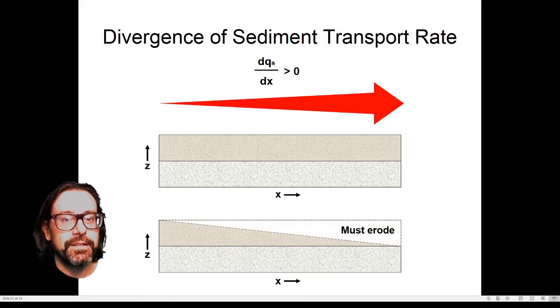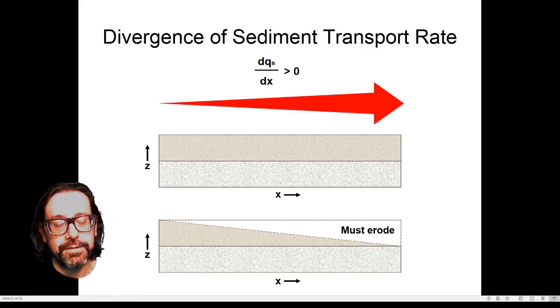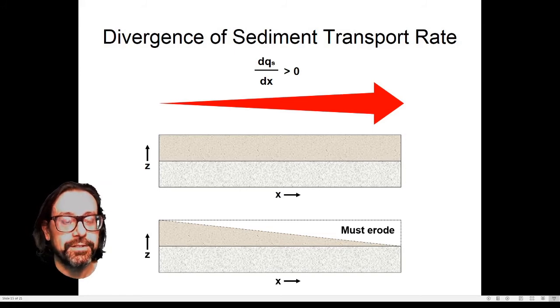Here we find that an increase in sediment flux across the landscape creates a condition where we must erode the landscape, because we have less sediment going into the landscape element than we have going out of the landscape element. And that causes a change in storage that is negative, and that is erosion.